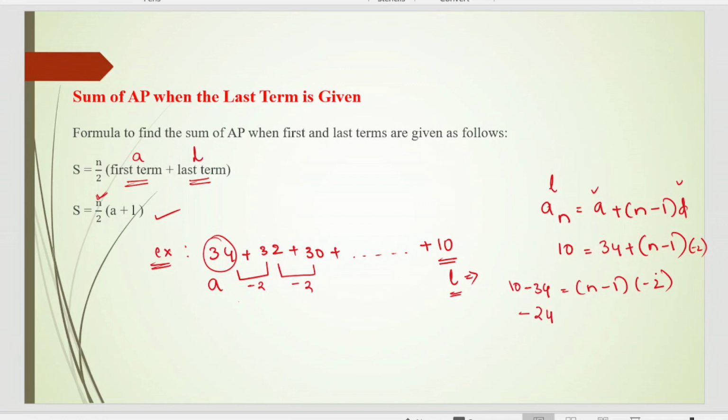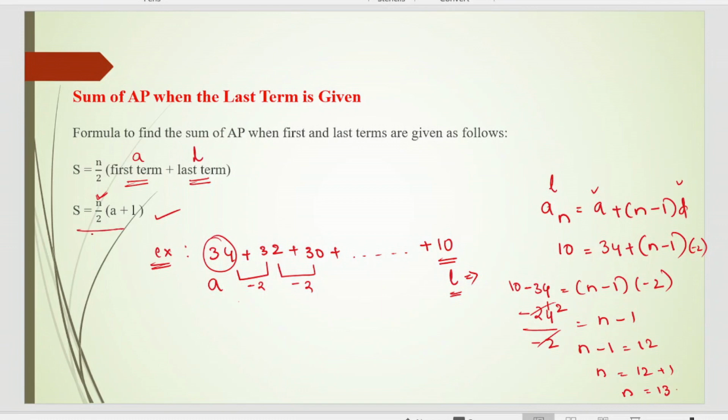I'm just taking this minus 2 to the left-hand side, which is n minus 1. Here this is 12. So n minus 1 is equal to 12. n is equal to 12 plus 1, which is n equals 13. Okay, you will get n equals 13.